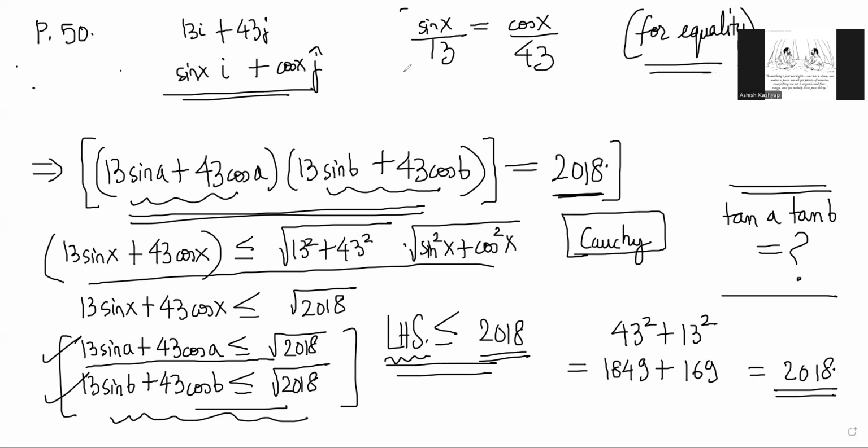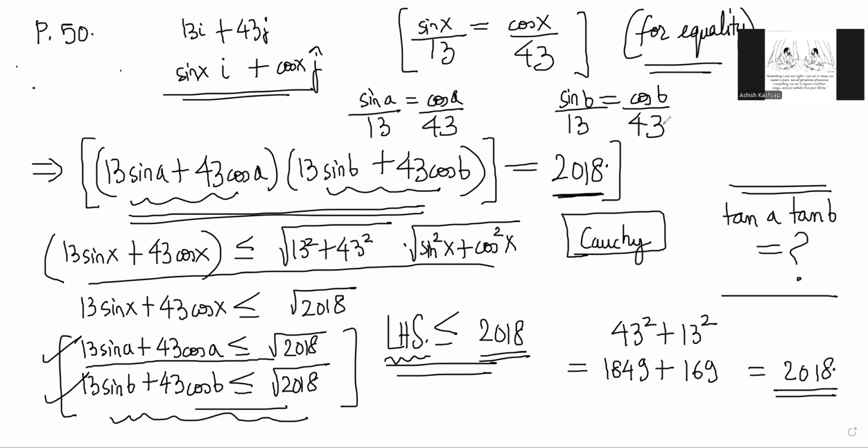If you don't understand this, you have to go back to the previous videos where I was explaining the Cauchy's thing and when equality happens. And this has to be true for both x is equal to a and x is equal to b. So you have sin a by 13 is equal to cos a by 43, and also sin b by 13 is equal to cos b by 43. And from here, we are easily getting tan A is 13 by 43 and tan B is also 13 by 43. And the product tan A tan B is 13 by 43 square.